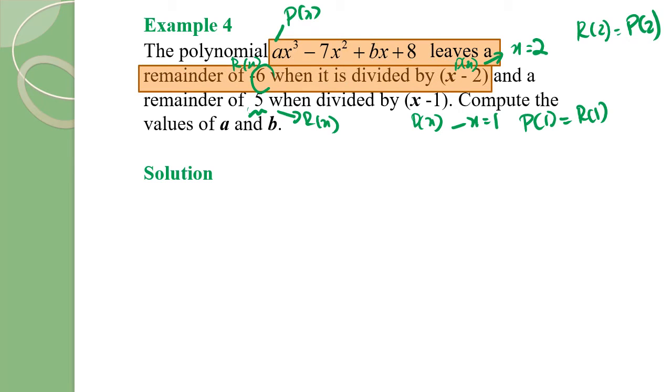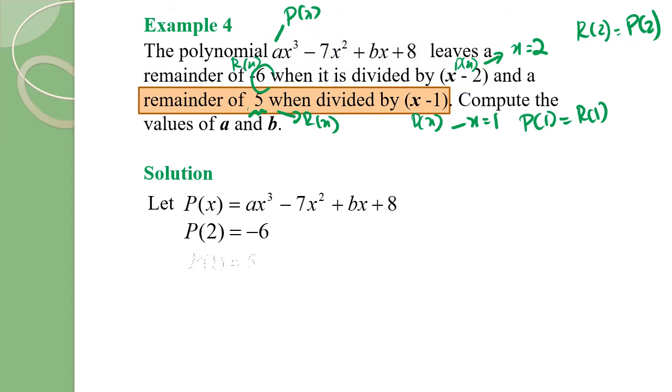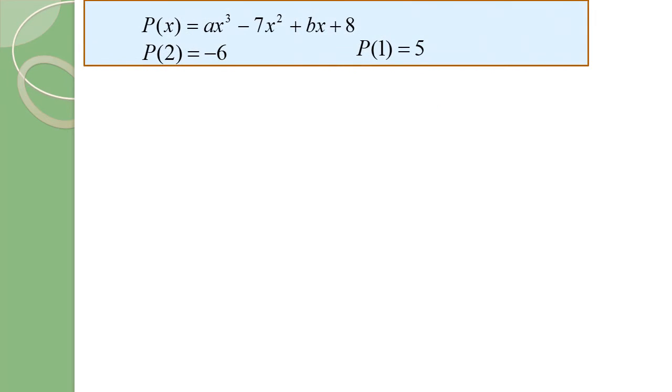When it's divided by x minus 2, P of 2 equal to negative 6, the remainder. And then it said that when divided by x minus 1, the remainder is 5. So P of 1 is equal to 5. We substitute 2 into the polynomial and we substitute 1 into the polynomial. We will have two equations with two unknowns a and b. If we have two equations with two unknowns, it means that we can solve the values of a and b by using simultaneous equations.